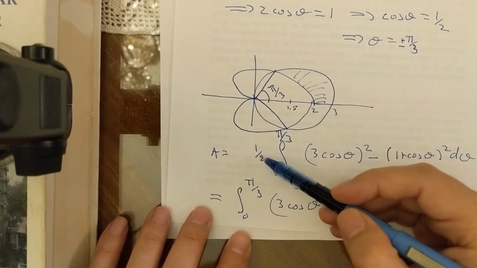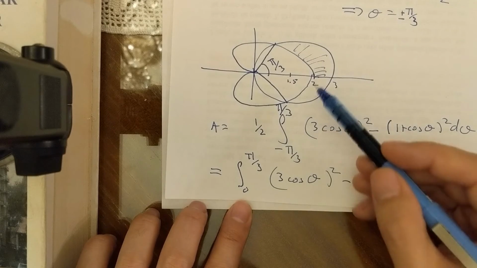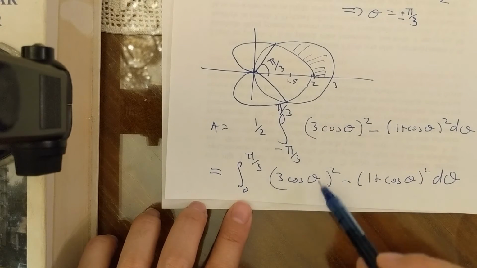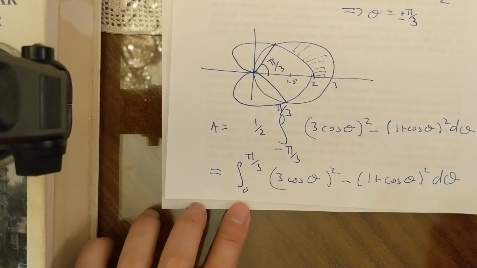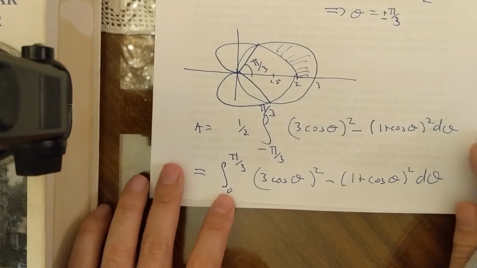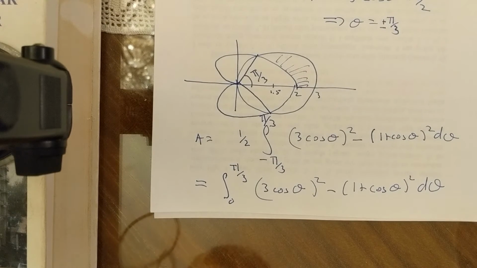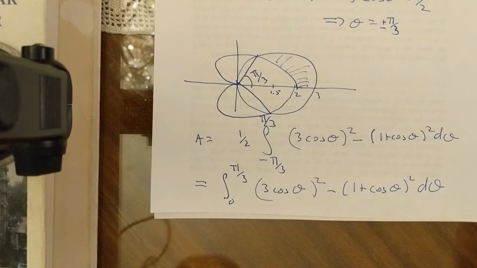Once I multiply by 2, I get rid of this 1/2. So it's going to be 0 to pi over 3 of the circle squared minus the cardioid squared d theta. And you can finish that on your own. It's not very interesting. The setting up of these is more important than actually solving them from our perspective.